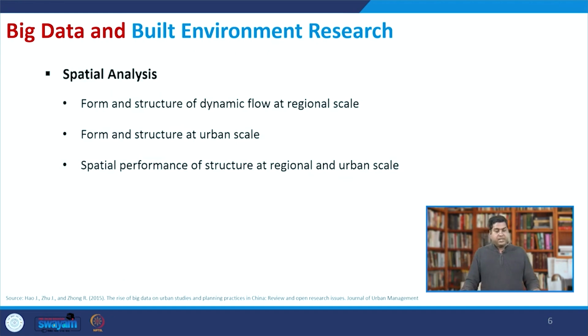Now coming to the spatial analysis, the form and structure of dynamic flow at a regional scale can also be taken care of with so much input, and by changing certain functions, you can change it. Form and structure at urban scale, we can also do urban dynamic simulation with real-time information, or a lot of information if you integrate that.